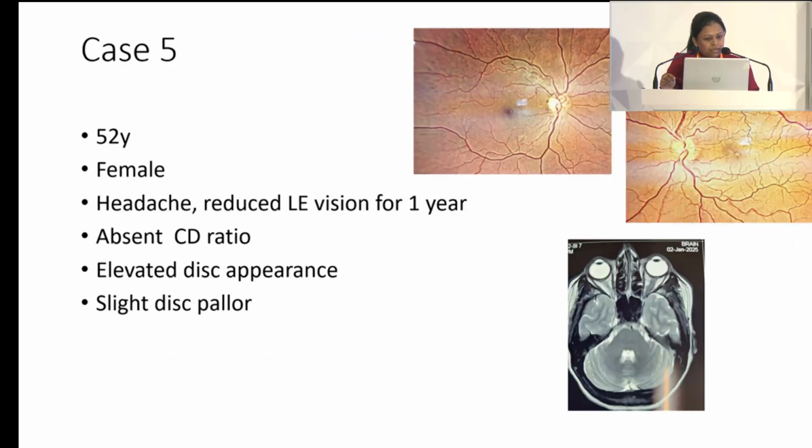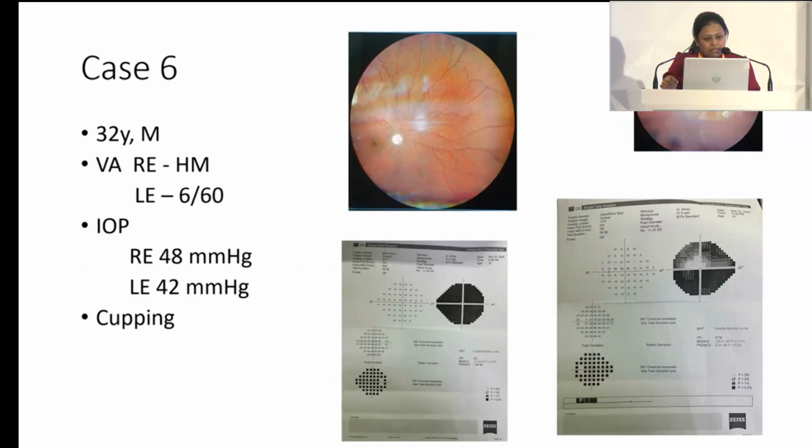Another patient, a 52-year-old female, presented with headache and reduced visual acuity in the left eye for one year. The disc appeared slightly elevated with a pale appearance, and MRI showed an optic nerve meningioma. Another 32-year-old male presented with hand movement vision in the right eye and left eye 6/60, and he had very high intraocular pressure with advanced cupping in both eyes, and this was a case of glaucoma.